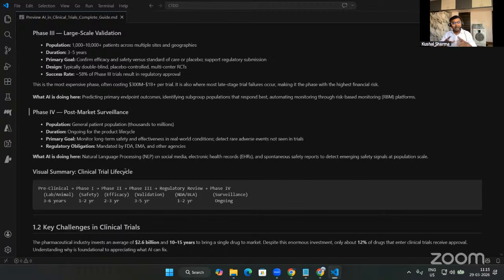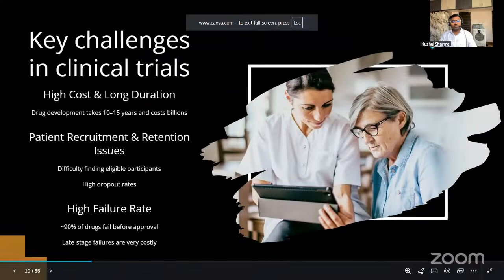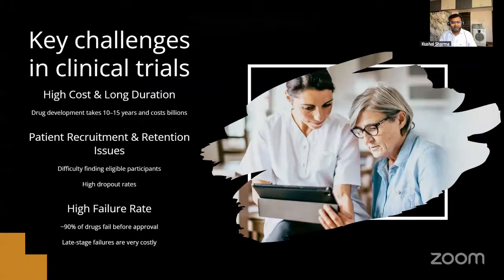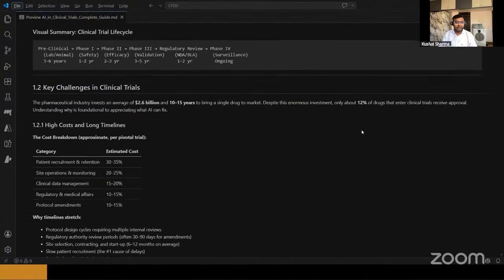What is the role of AI here? Natural language processing, NLP, on social media, electronic health records, and spontaneous safety reports to detect emerging safety signals at population scale. So you can see that we have understood that what exactly is clinical trials and the four phases in the clinical trials. Now let us try to understand the key challenges. So key challenges in clinical trials.